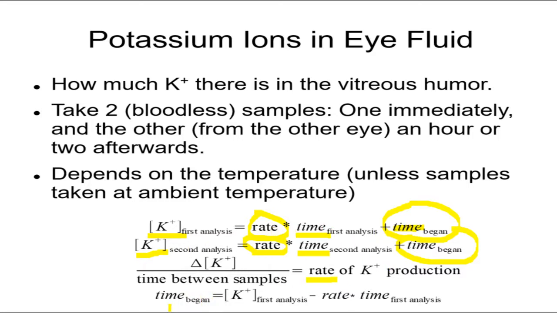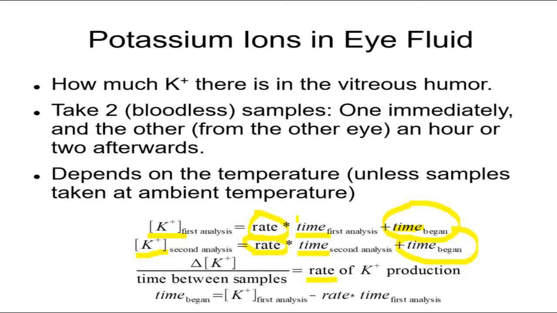So we know the time we can figure out from this K plus ion concentration. After taking it twice, we can find when the body started to die and produce the potassium ions in the eye fluid with this equation. So this is a very good way of finding when the person died.